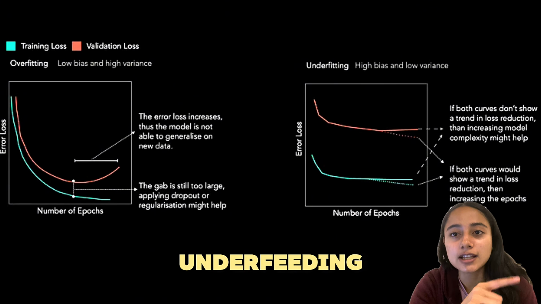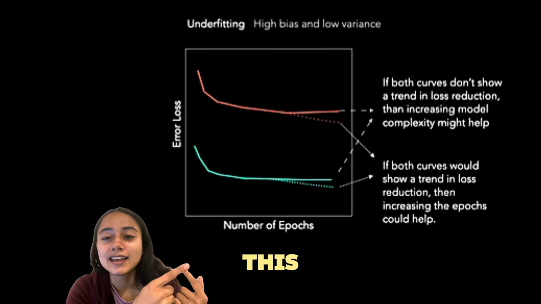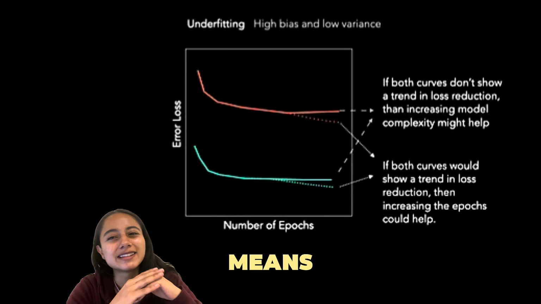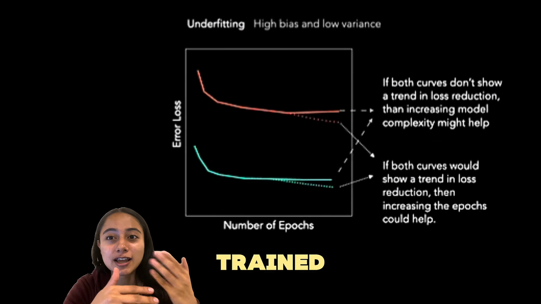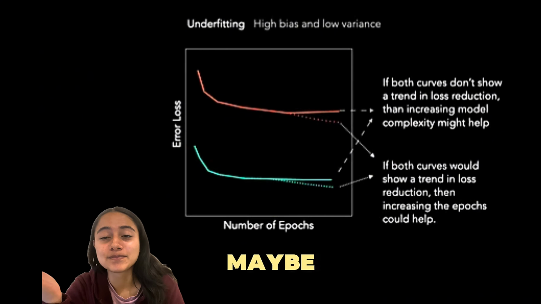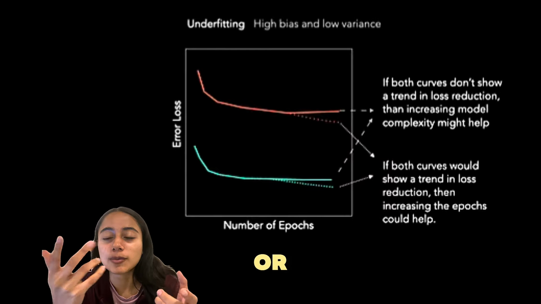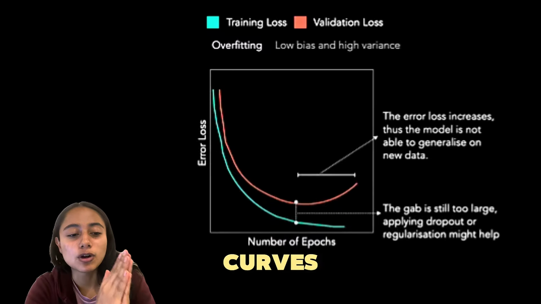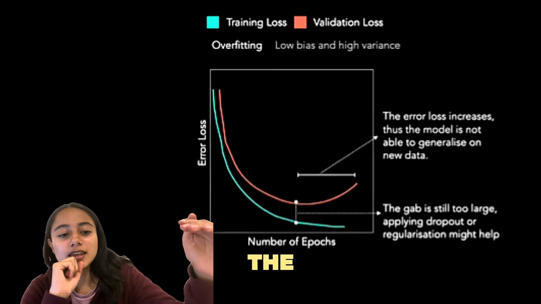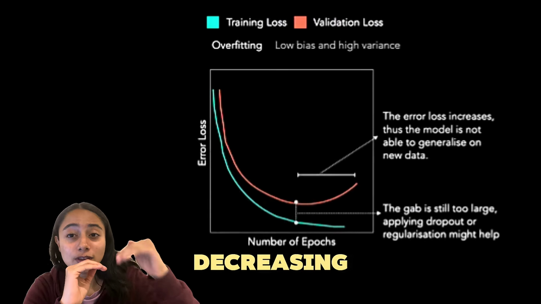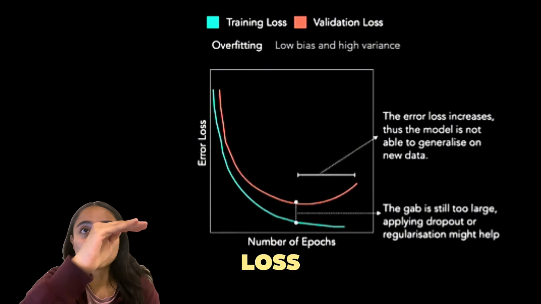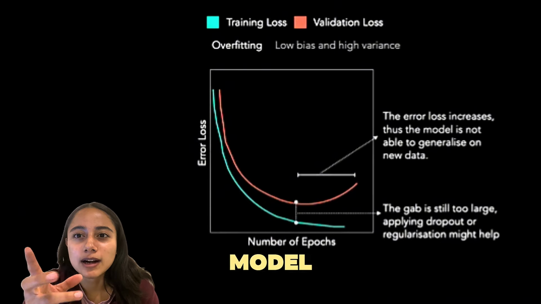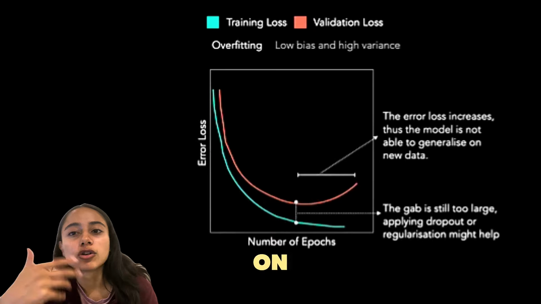If the model is underfitting, these curves will look like this. Both curves will be high, which means that they are not trained enough, they are not learning, because maybe the model is too simple or maybe we require more iterations. If we have the second case, overfitting, the curves will look like this. The training loss will be decreasing while the validation loss will be high because the model is performing well on trained data but not on new cases.